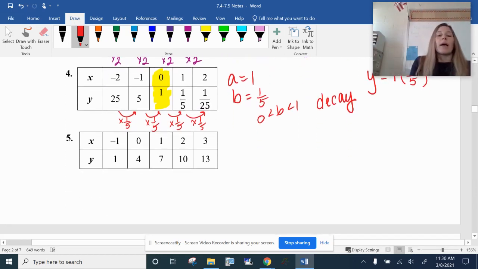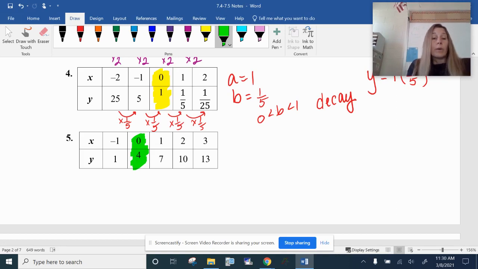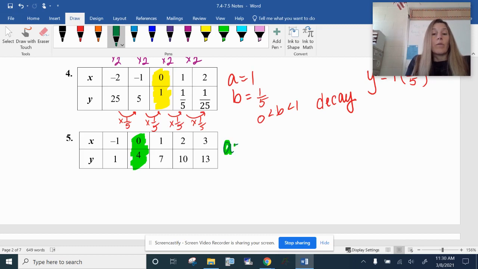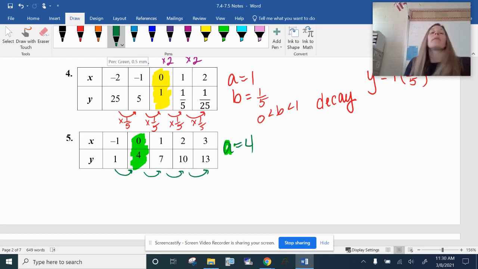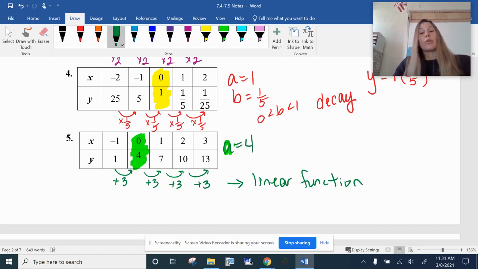And then finally, we go to the last one. Now, even if you look at this last one and you see, okay, there's a positive here, so it's possible, right, if I have an a value of 4, that I might be able to write my function here. But then when I look at this pattern here, I notice that there's no number that I can multiply by here. I can add 3 each time, but that tells me this is going to be a linear function, which would graph a line. This would not be exponential growth or decay.